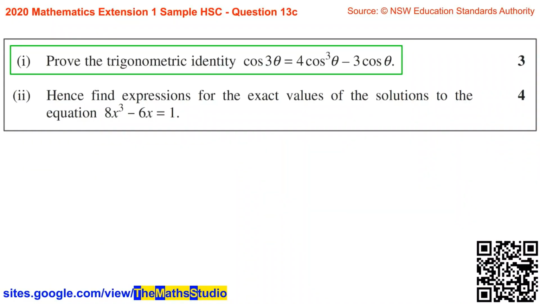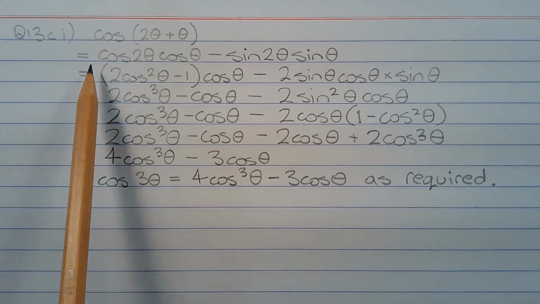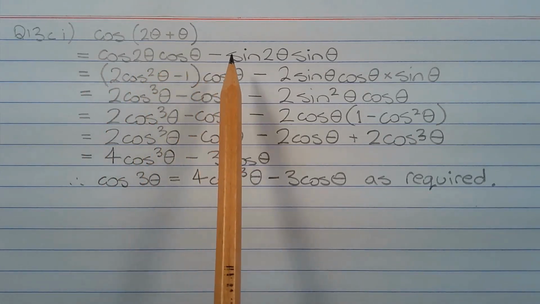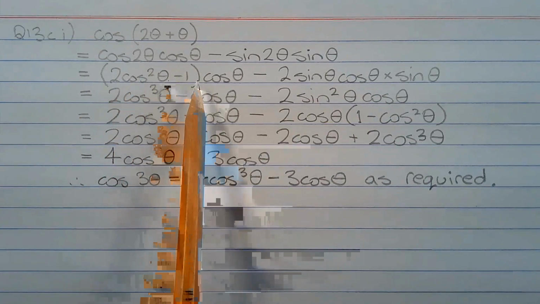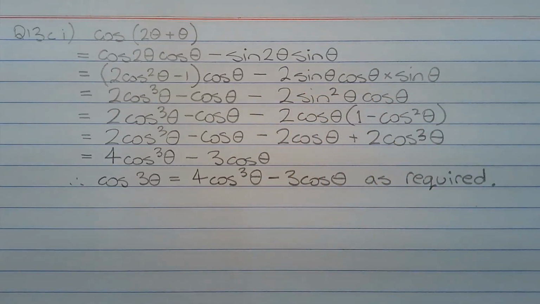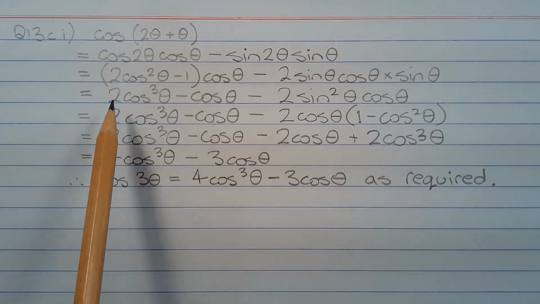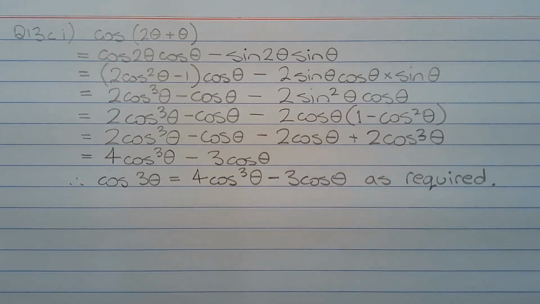Question 13c, Part 1. Prove the trigonometric identity cos 3 theta equals 4 cos cubed theta minus 3 cos theta. Cos 3 theta can be expressed as cos of 2 theta plus theta, which expands to cos 2 theta times cos theta minus sin 2 theta times sin theta, which equals 2 cos squared theta minus 1 times cos theta minus 2 sine theta cos theta times sine theta. Expanding the brackets, we get 2 cos cubed theta minus cos theta minus 2 sine squared theta cos theta.